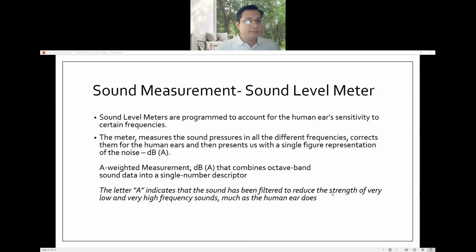A-weighted measurement combines octave band sound data into a single number descriptor. The letter A indicates that the sound has been filtered to reduce the strength of very low and very high frequency sound, much as the human ear does. So as mentioned, this one.